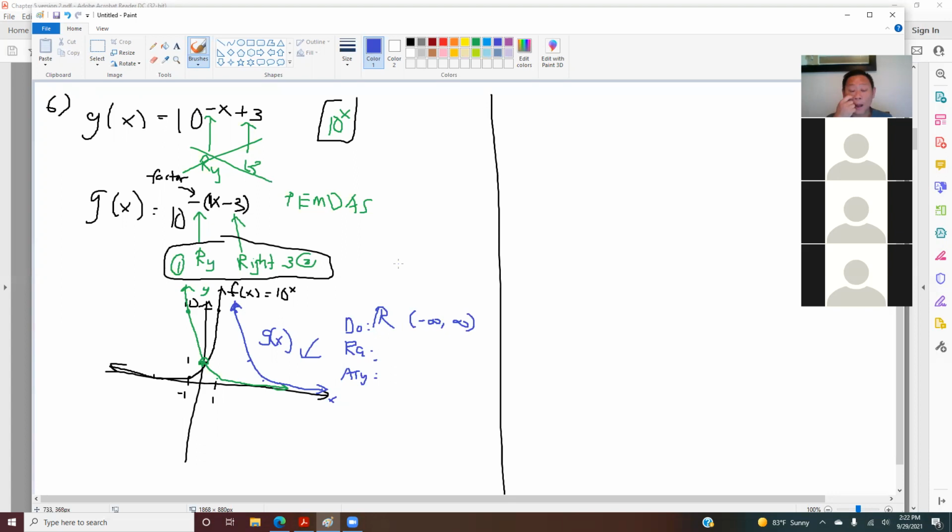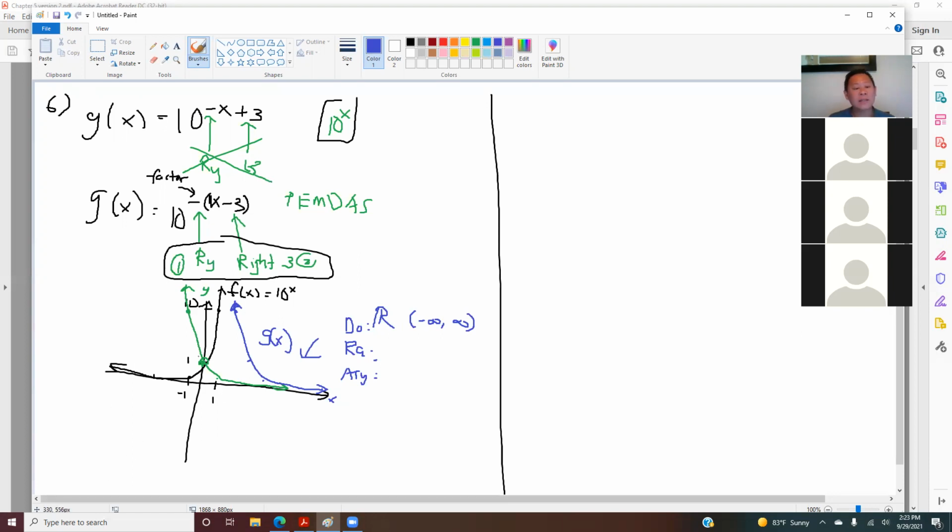So class, I want to tell you that for all exponent graphs, 10^x, 3^x, I don't care what kind of transformation you perform, left, right, up, down, reflections, your domain is always all real numbers. Okay, so that's fixed. Okay, range.